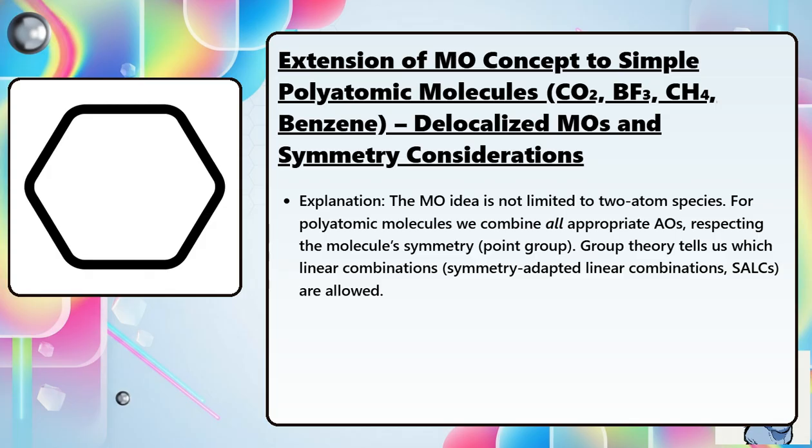The MO idea is not limited to two atom species. For polyatomic molecules, we combine all appropriate atomic orbitals, respecting the molecule's symmetry point group. Group theory tells us which linear combinations, symmetry-adapted linear combinations, SALCs, are allowed. CO2, linear, D∞h.